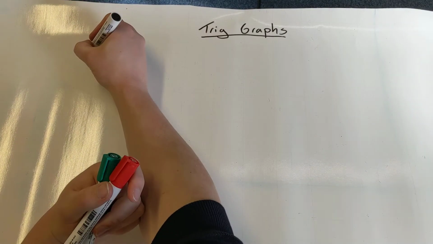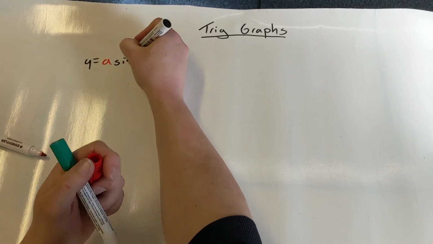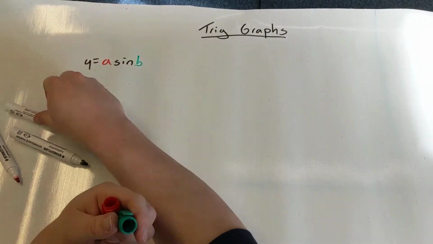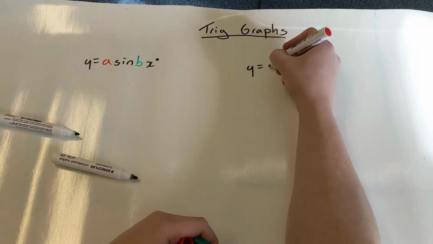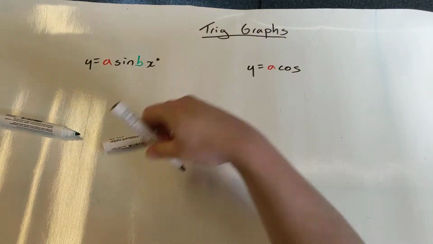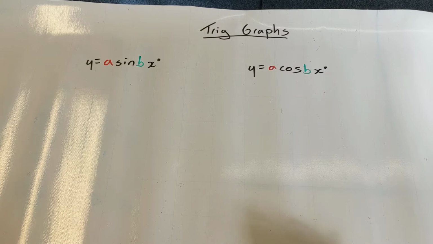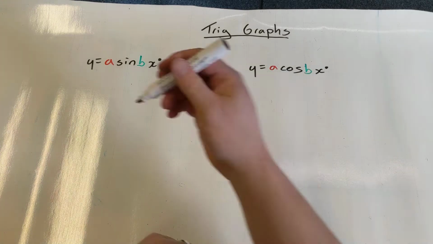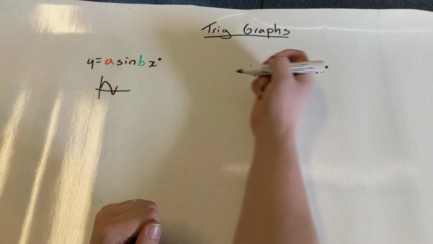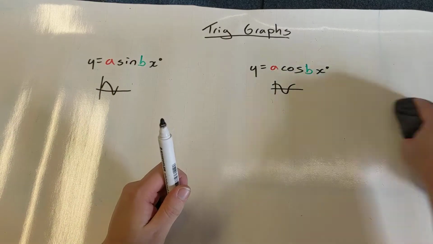So last time we looked at graphs where we have y equals a sine bx and ones where we had y equals a cos bx. And so these told us various things about the shape of the graph. So sine or cos told us whether the general shape was sort of like this or whether it was like this. And then the a and the b, they told us more about it.